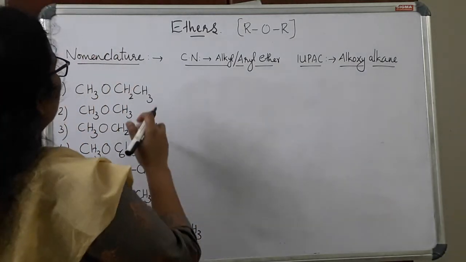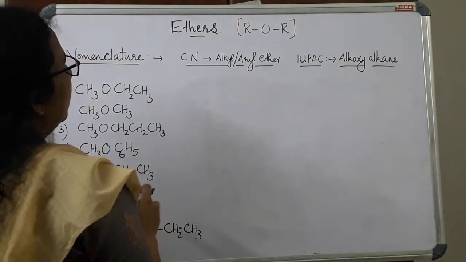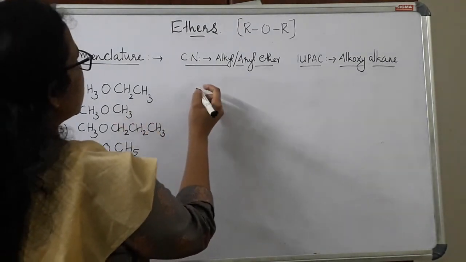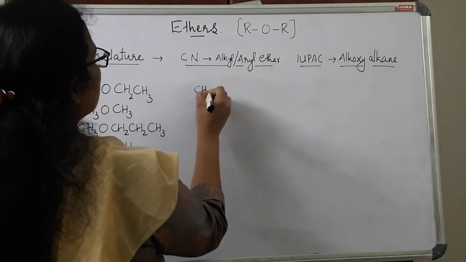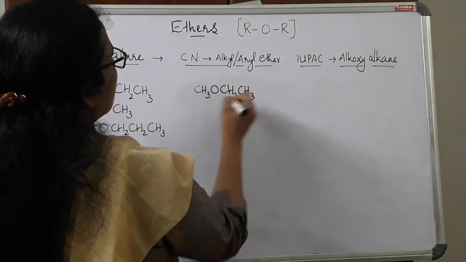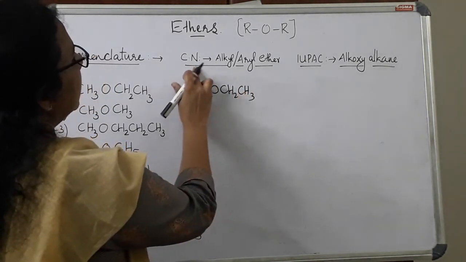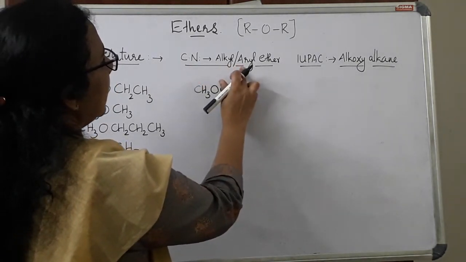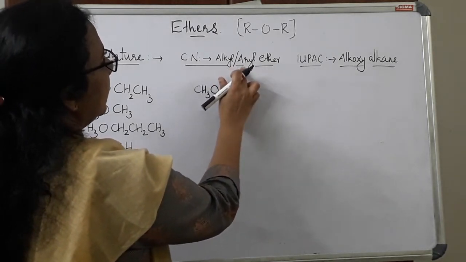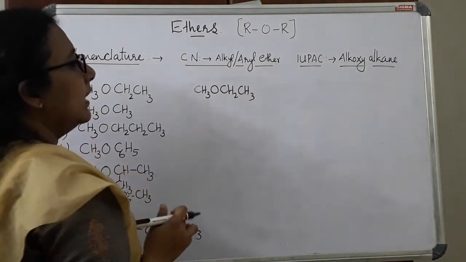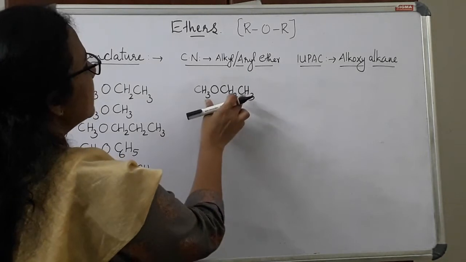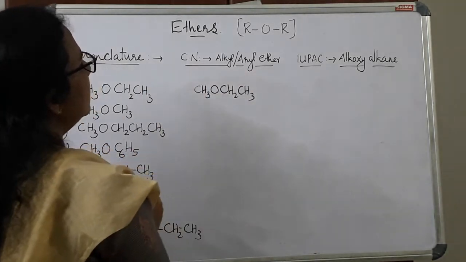So now let us see the nomenclature. First of all, we will write the common name. So I have written some compounds, and we will write the common name of some of them. First one is CH3OCH2CH3. The common name is written in the format alkyl or aryl ether. First of all, we will find out the alkyl group or aryl group and write the name of that alkyl group or aryl group, and then we add ether. That is the general format for writing the common name.